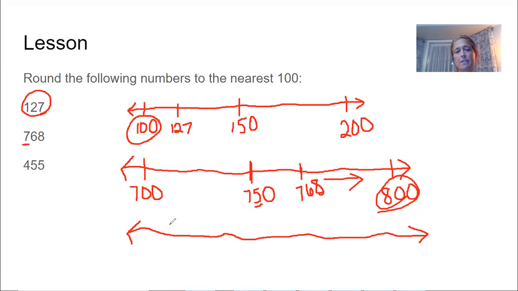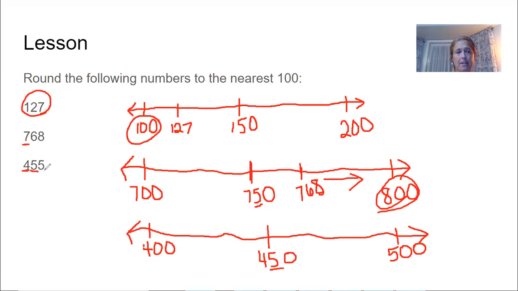Our next number is 455. Our lower 100 would be 400. Our next 100, if we're counting by 100s, would be 500. Okay, our midpoint would be 450. Okay, so we need to decide 455. Now here's the tricky part, okay? They both have a 4 in the hundreds place, obviously. This one has a 5 in the tens place, and so does this.